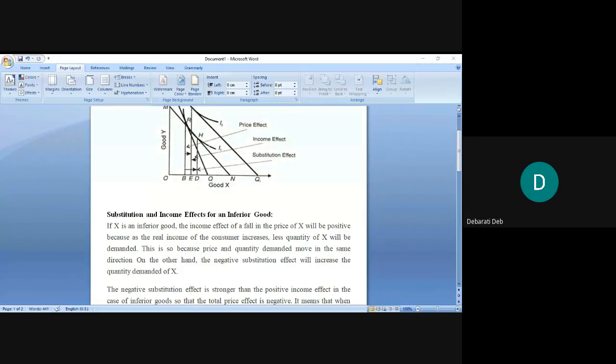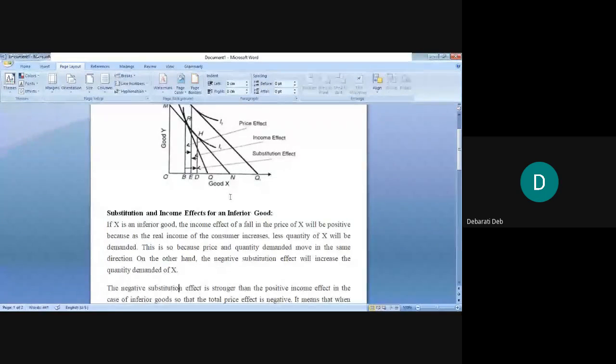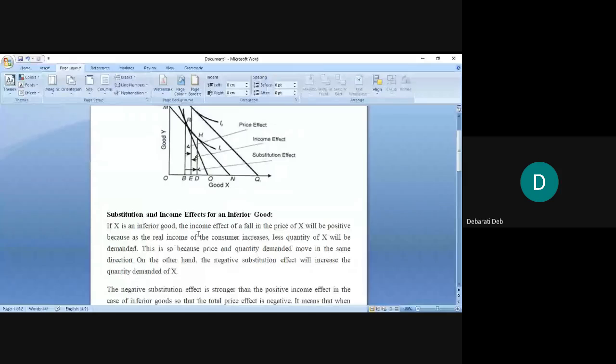Can you see my screen? Check, can you see my screen? Just one of you unmute and tell me, can you see my screen? Yes, ma'am. Okay. Suddenly it stopped. I don't know why. Okay.